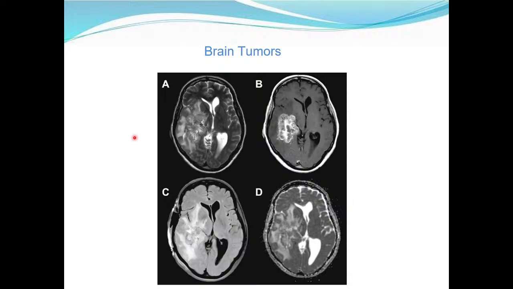So, this is just how you can orient for MRI. This is a T2 image, this is a T1 image with contrast, this is a DWI image, and this is a FLAIR image. FLAIR is the inversion of the T2 image. So, in the inversion of the T2 image, the CSF signal is subtracted, and we can see the edema.